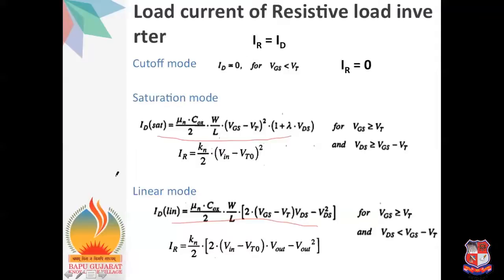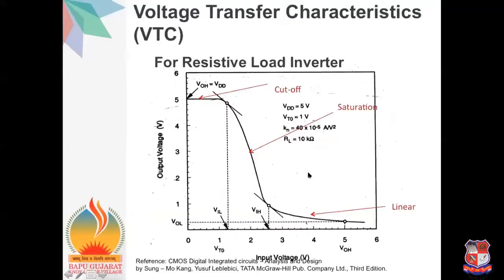So these are the load current equations in the three different modes: cutoff mode, saturation mode, and linear mode. Here in the saturation mode, we consider lambda as 0, so the term 1 plus lambda VDS is 1. That's why IR equals Kn by 2 times (Vin - VTO) squared. So this is the load current for this resistive load inverter.